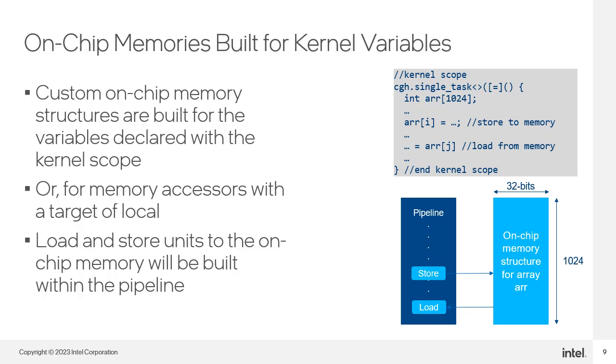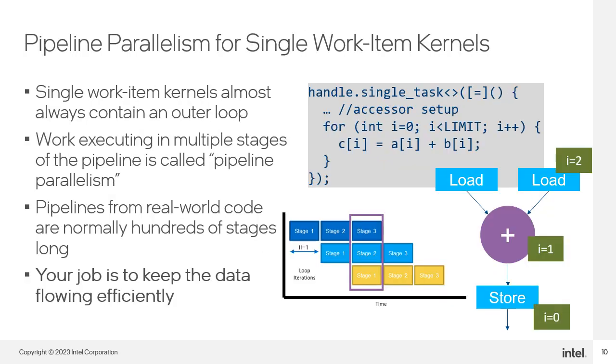In this example code snippet showing a kernel scope, an array of 1024 is declared after the dispatch function. It will require a memory structure built on the on-chip RAM since it is within the kernel scope. The load and store units interact directly with the built memory structure as shown in the picture. Depending on how you want to use the memory structure, there are various properties that you can tweak, such as banking, increasing the width, and so on. We will learn more about memory optimizations later on. We already established that single work item kernels are ideal and recommended for FPGAs. Single work item kernels almost always contain an outer loop.